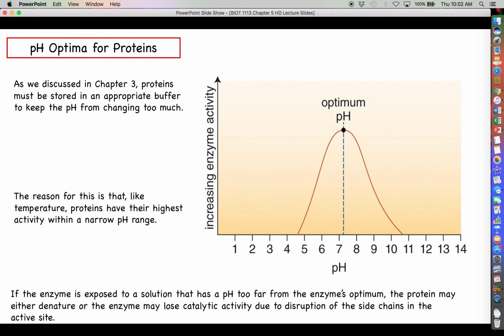So the idea here is that if an enzyme is exposed to a solution that has a pH that is too far away from its optimum, the protein may either denature if it's a really big difference, and we already know how bad denaturation is, or alternatively, the enzyme may lose some catalytic activity because you're disrupting side chains in the active site, especially those acidic and basic side chains.